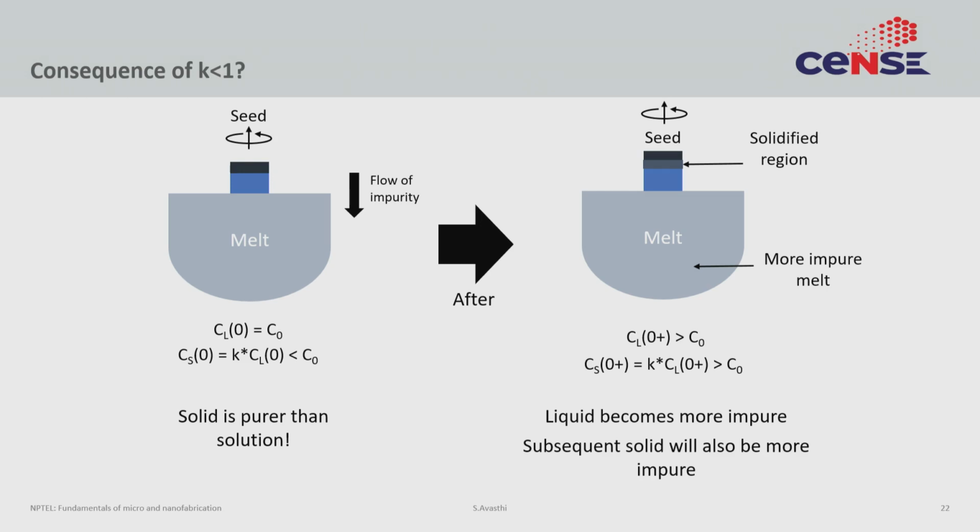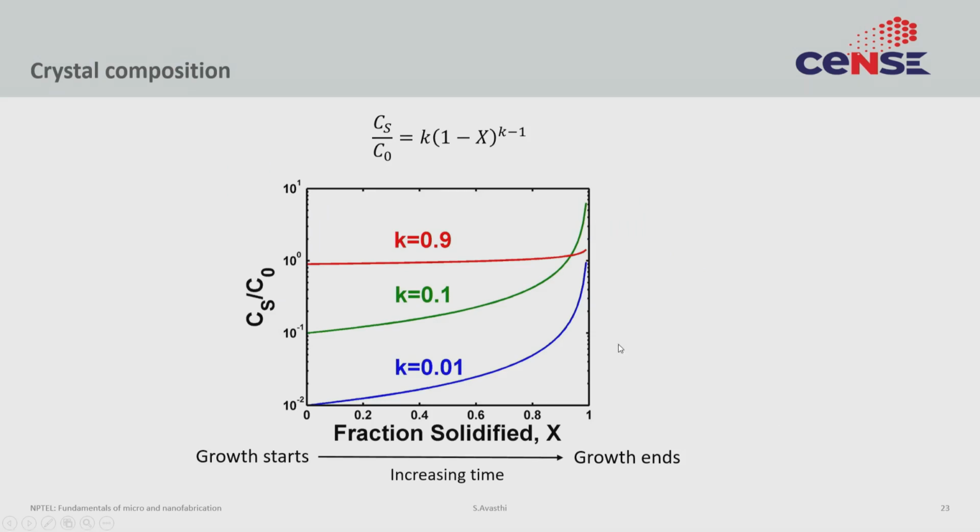So, the subsequent solid will also be slightly more impure than the solid that was formed at T equal to 0. And if this process continues, what you can sort of see is as you solidify more and more of the material, as you go down this x axis, the concentration of impurities in the solid would also increase. So, this is what this plot represents.